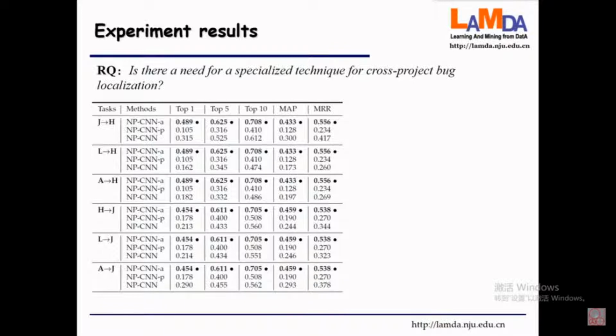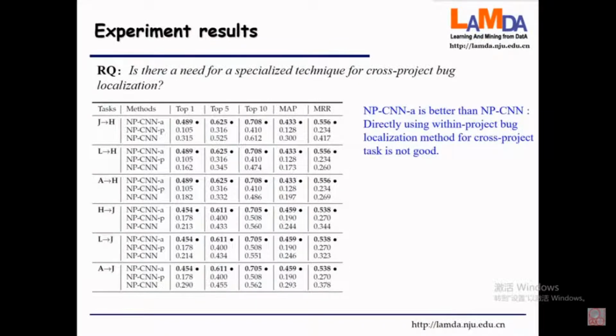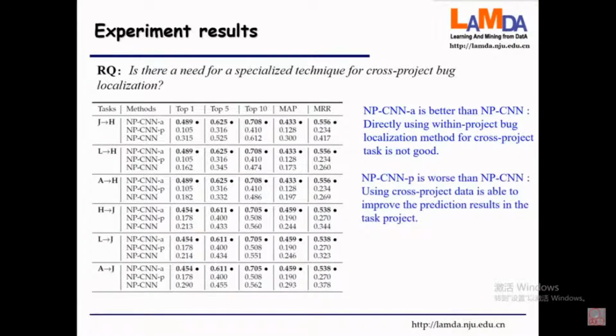NPCN is using the within project bug localization model directly on the cross-project setting. So the result that NPCNA is better than NPCN shows that directly using the within project bug localization model for cross-project tasks is not good. NPCNP is better than NPCN, meaning using cross-project data is able to improve the prediction results in the target project. So in summary, the results show that a specialized technique for cross-project bug localization is necessary.